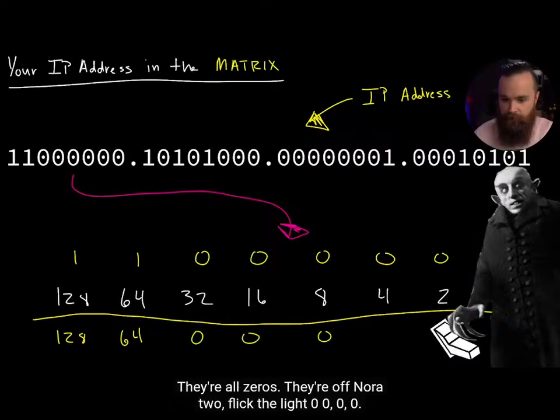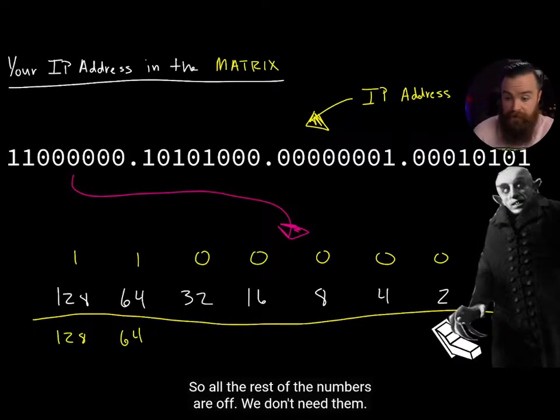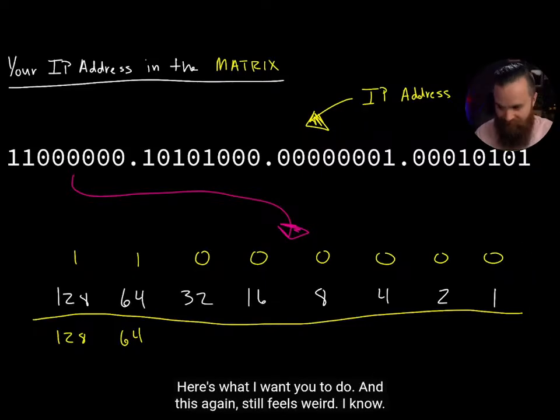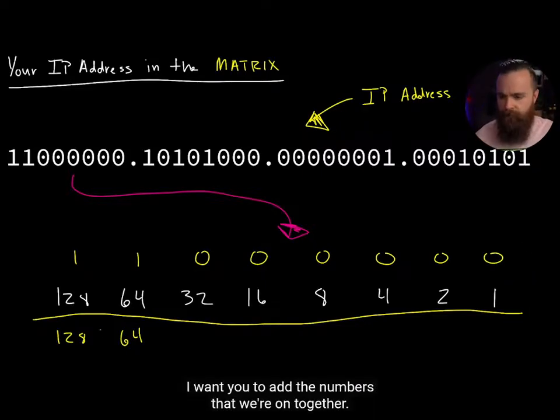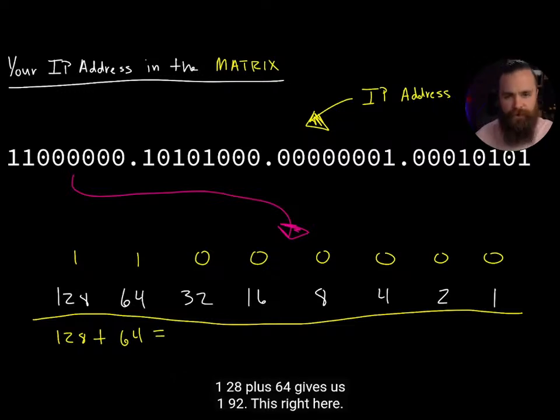So 0, 0, 0, 0. So none of these numbers are going to carry down. So all the rest of the numbers are off. We don't need them. Now here's what I want you to do. And this, again, still feels weird. I know. I want you to add the numbers that were on together. 128 plus 64 gives us 192.